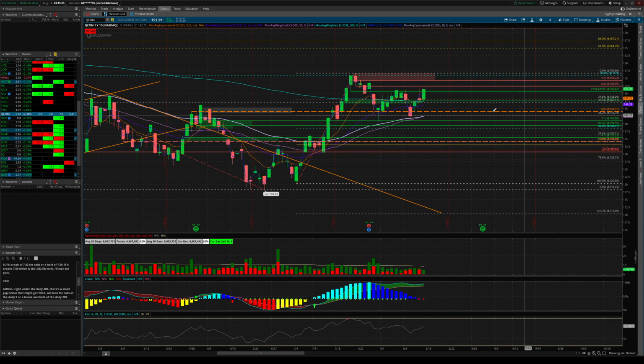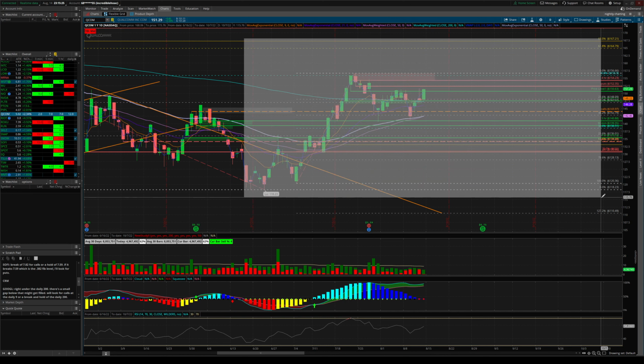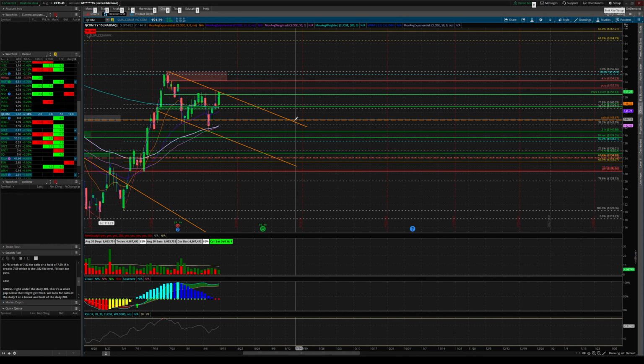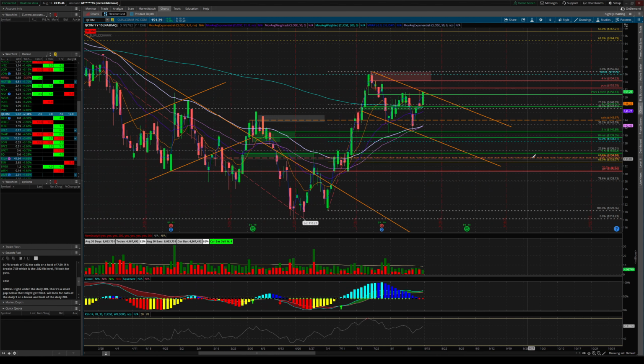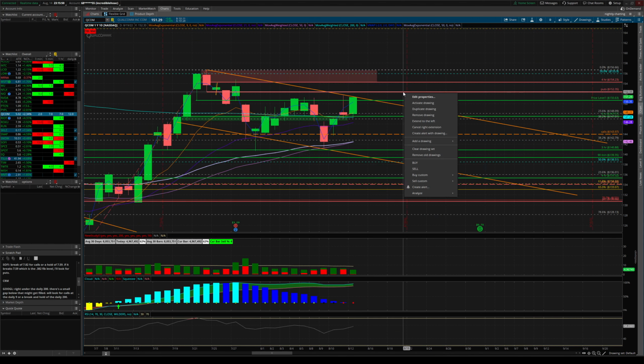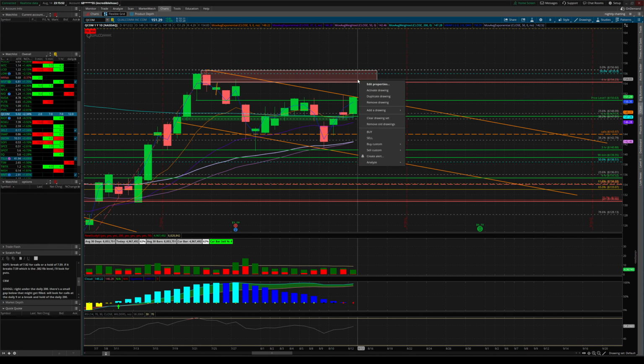Oh, Qualcomm actually looks decent, right? We have this giant bull flag right here. All right, this is probably going to be the last one because I don't want to have too many tickers to look at.